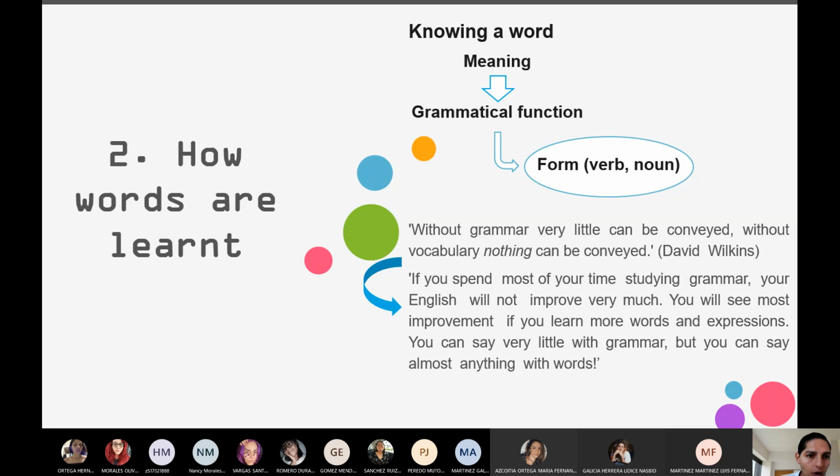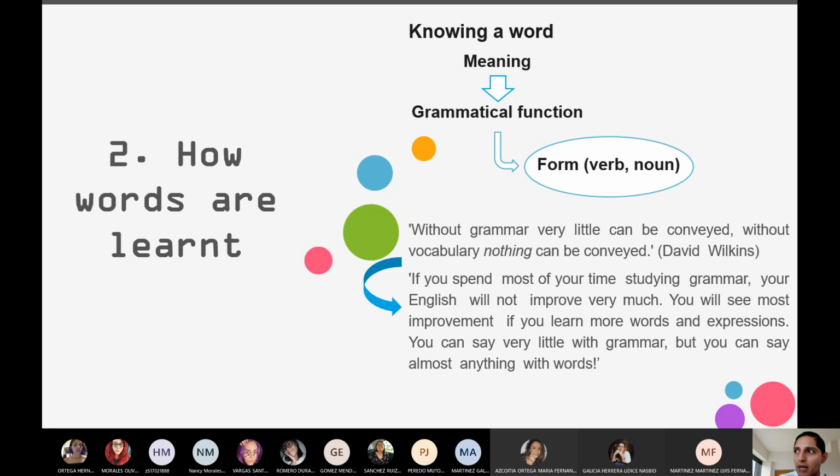Now let's continue. How words are learned. Well, in order to know a word, students need to know the meaning of the word. They need to know the grammatical function, that is the form, whether it is a verb or noun. And they also need to know when to use it and why to use it, the words that go around. According to Wilkins, who was a very important scholar who worked with the lexical approach, without grammar, very little can be conveyed. Without vocabulary, nothing can be conveyed.